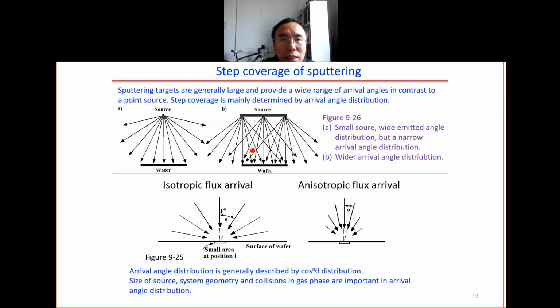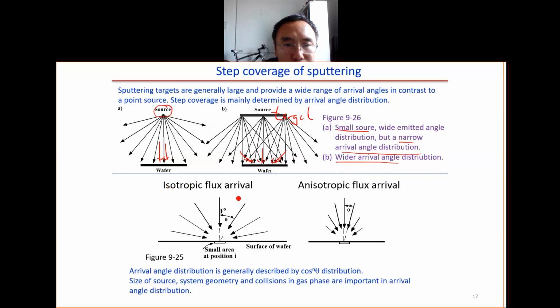So now let's look at step coverage for sputter deposition. We know that for evaporation, we have something like this. This is a small source. For the small source, we have a narrow arrival angle distribution, so the arrival angle is mostly perpendicular to the surface. When we have a large target, we have deposition from the left, deposition from the right, deposition from the top, and we have a wider arrival angle distribution.